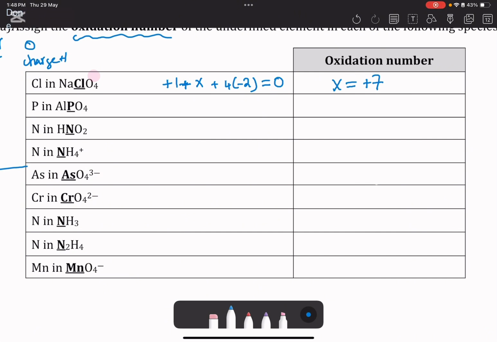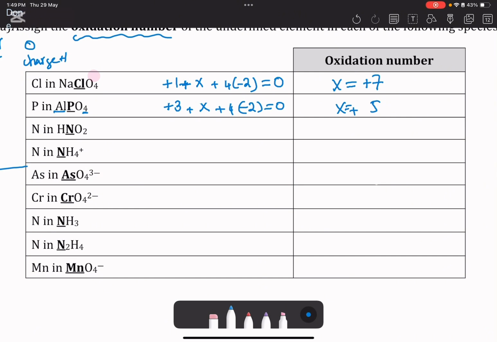Again, AlPO4, Al belongs to group 13, that's a metal, so +3. P, I don't know it. And oxygen, as I mentioned, it is -2, but I have 4 oxygen in the formula, equal to 0. So solving for X, we'll find the oxidation number of phosphorus is +5.